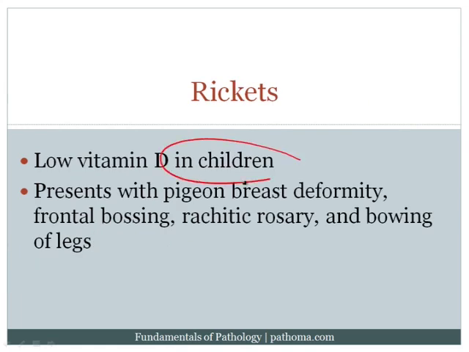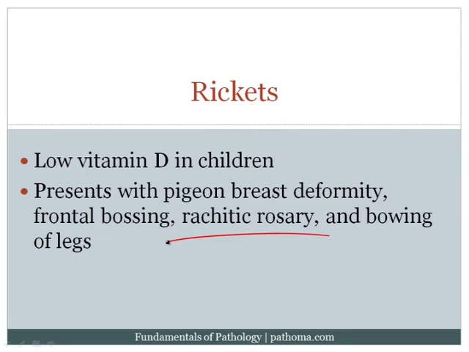When vitamin D deficiency arises in children, we call that rickets, and it usually arises in kids less than 1 year of age. The classic clinical findings are a pigeon breast deformity. This is where you get an inward bending of the ribs with an anterior protrusion of the sternum. The patients can also develop frontal bossing. This is when the forehead is particularly prominent, and that arises due to osteoid deposition on the skull.